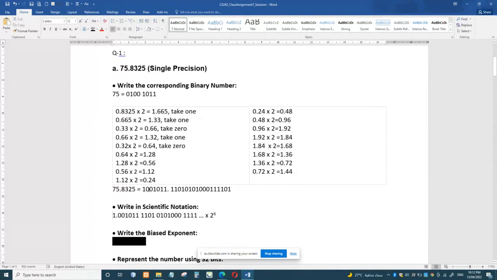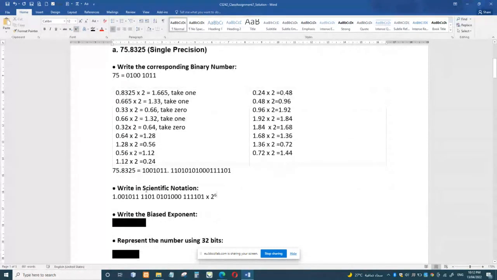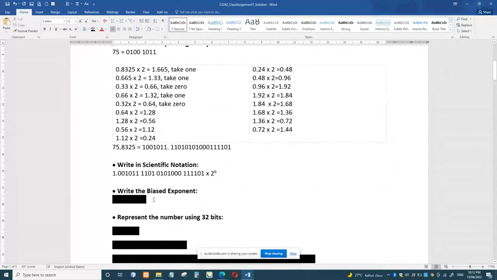So what will happen? 1.001011, this is the 1, and then your normal fraction 110101000101010101, then 000, then 11101, times 2 to the power plus 6. So remember one thing: when you are shifting to the left, the exponent will be plus. When you are shifting to the right, the exponent will be minus. If you still have a problem with scientific notation, then it's a real problem.